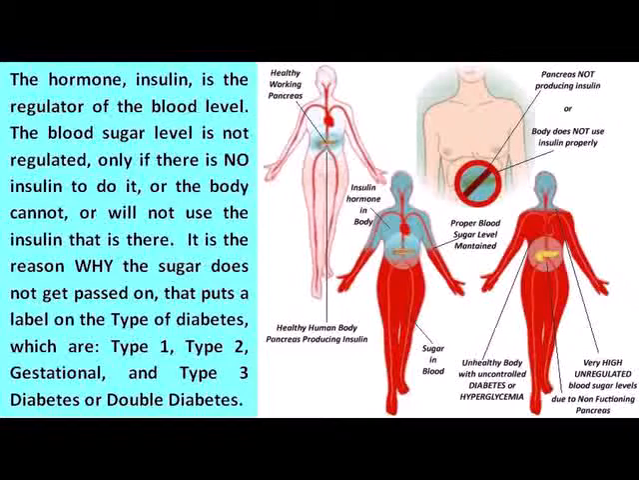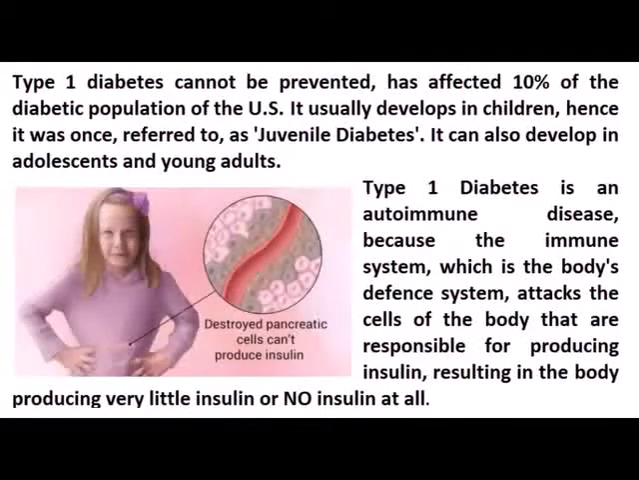It is the reason why the sugar does not get passed on that puts a label on the type of diabetes, and they are Type 1 diabetes, Type 2 diabetes, Gestational diabetes, and since of late Type 3 diabetes or double diabetes. Type 1 diabetes cannot be prevented, and has affected 10% of the diabetic population of the US. It usually develops in children, hence it was once referred to as juvenile diabetes.